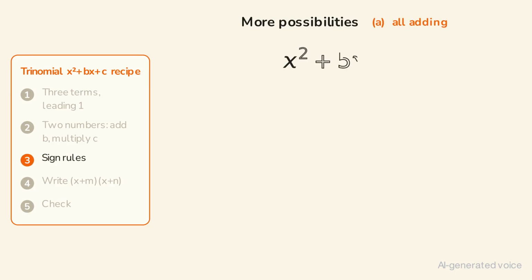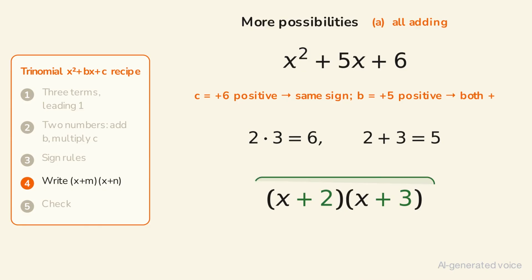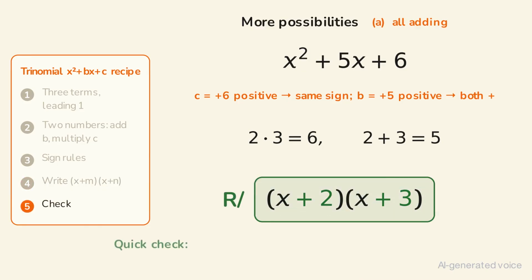Now let's see other possibilities, a bit more briskly. The first, all adding: x squared plus 5x plus 6. Since c is positive, both numbers take the same sign, and since b is positive, both are plus. We look for 2 that multiply to 6 and add to 5. They are 2 and 3. So we get (x plus 2) times (x plus 3). Quick check: (x plus 2) times (x plus 3) gives us back x squared plus 5x plus 6.